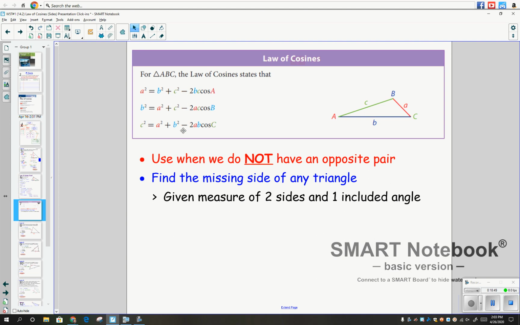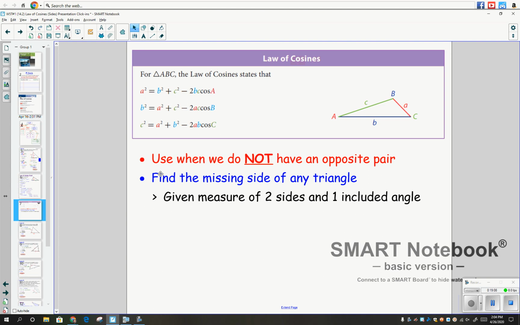So when do we use the law of cosines? When we do not have an opposite pair. We're going to use that today to find the missing side of any triangle. In order to do that, I must know the measure of two sides, and I have to know the measure of the angle that's between those two sides.